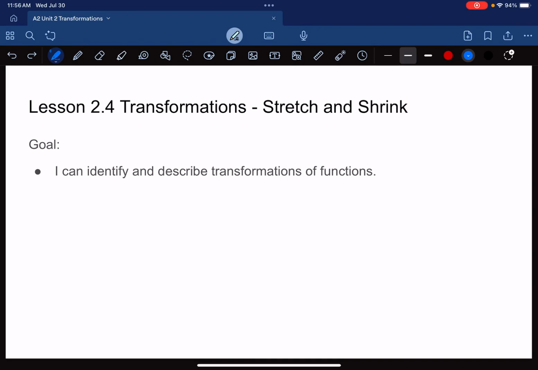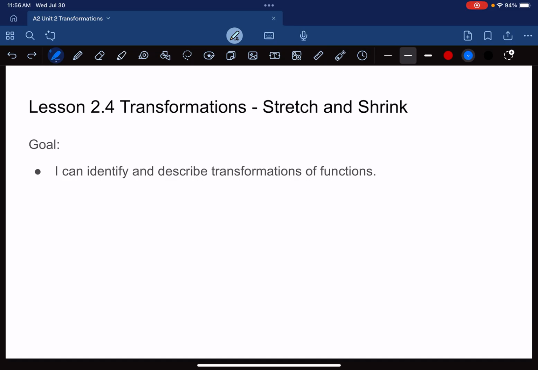All right, this is lesson 2-4, transformations, stretch and shrink. In the last lesson we did reflection, which was across the x or y axis. Then we did shifting, which slid the graph somewhere on the grid, so left, right, up, or down.